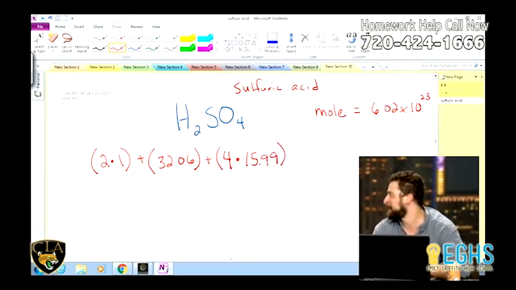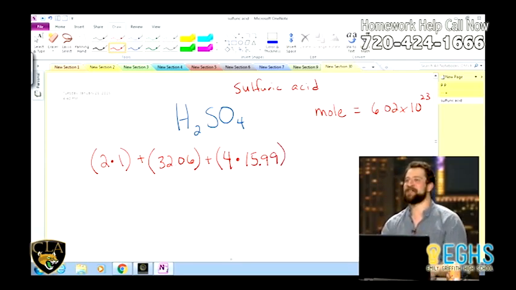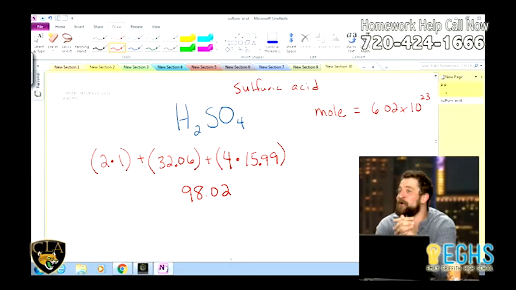And Becca's going to help us out with a little calculation there, but this is how you would set these problems up: you'd have a set of parentheses for each chemical. You multiply the weight of the single chemical by the number, and you get an answer. In this case, we would get 98.02 grams, and this is grams per mole, remember. So this is 1 mole of sulfuric acid, right? 6.02 times 10 to the 23rd molecules of sulfuric acid weighs 98.02 grams.